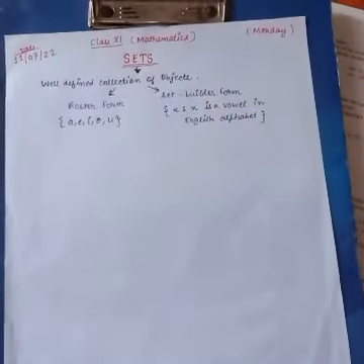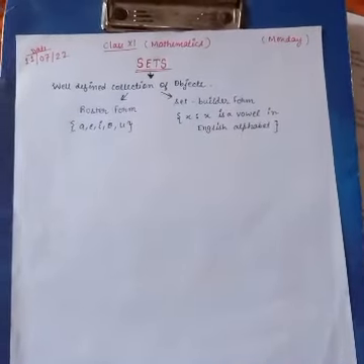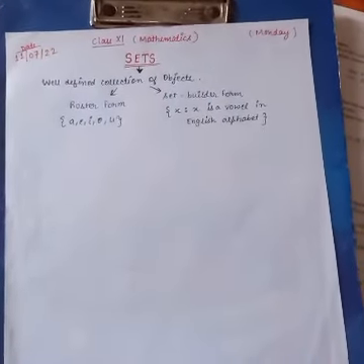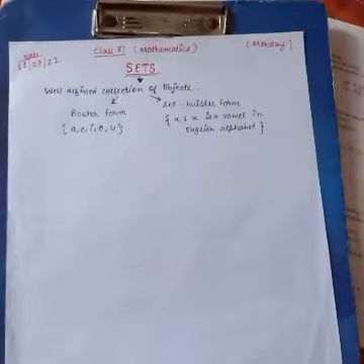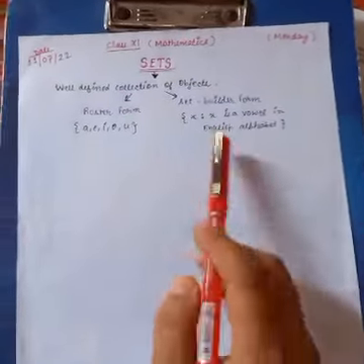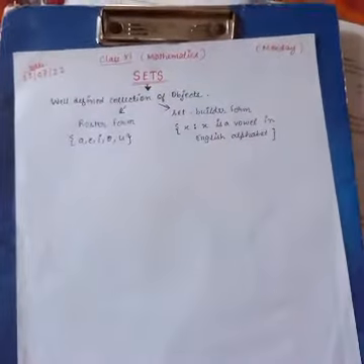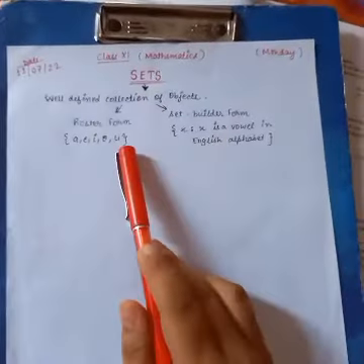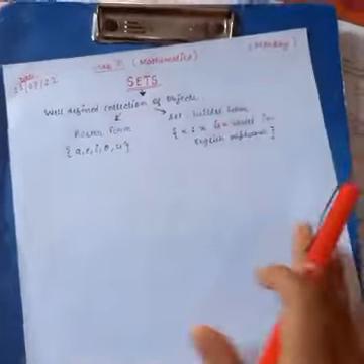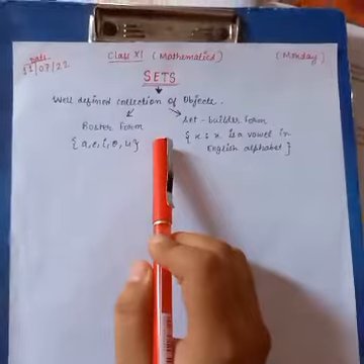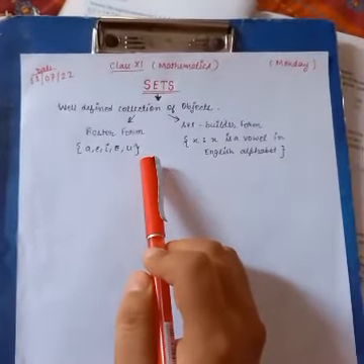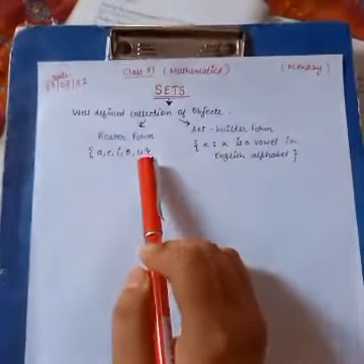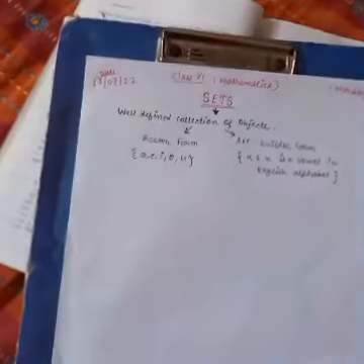Today we are starting the first chapter of class 11th mathematics, that is sets. So what is a set? A well-defined collection of objects is known as a set. A set can be represented in two forms, roster form and set builder form. The roster form is a tabular form in which we represent every element of the set within curly brackets.